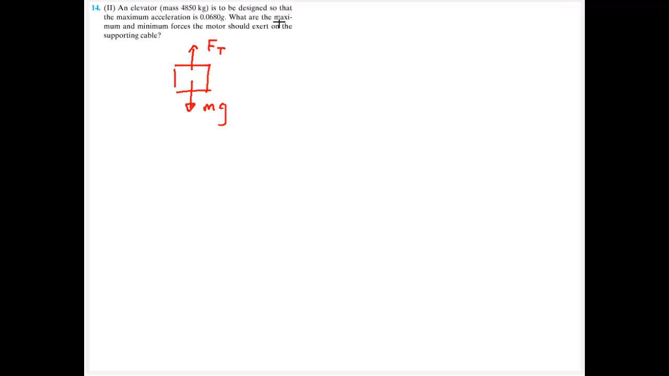If I want to, say, maximize the force on the motor, then I want to maximize that tension. I want to jerk the elevator upwards. I want to accelerate it upwards. So the sum of the forces, in this case in the y direction, is going to be equal to the mass of the elevator multiplied by its acceleration. We're given its acceleration in terms of g right there. It's going to be tensional force in the upwards direction and mass times gravity in the negative direction. Acceleration is in the upwards direction, so this quantity right over here is going to be positive.